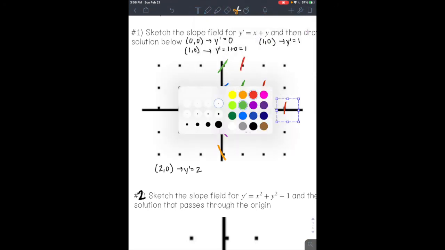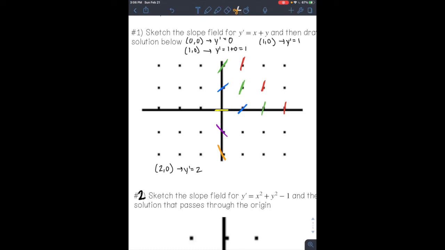Like Apple Pencil work. Right, and I'm only doing that so that way we can kind of see what all of those same slopes are. I like to color code. You don't have to. Okay, I'm not going to do all of these points because that would be ridiculous.